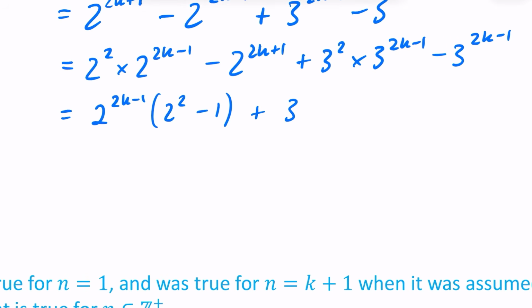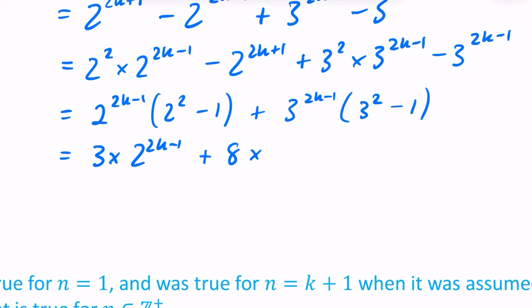And here we have a common factor of 3 to the power of 2k minus 1. We then have a 3 squared and a minus 1. In other words, we now have 2 squared minus 1, that is 3 lots of 2 to the power of 2k minus 1. And we have 3 squared minus 1, that's 9 minus 1, which is 8. We have 8 lots of 3 to the power of 2k minus 1.